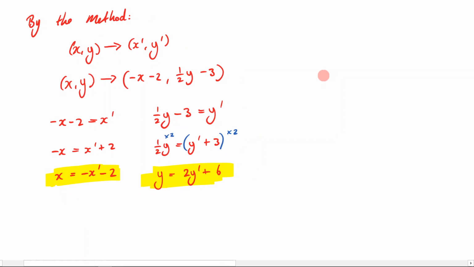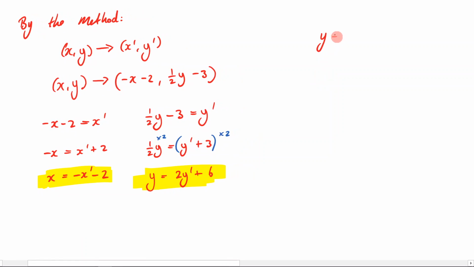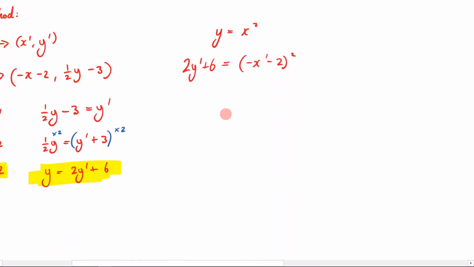And the original thing that I was given here was y is equal to x squared. So into the y position, I'm going to be putting this, 2y dash plus 6. And then into the x position, I'm going to be putting this, negative x dash minus 2 squared.